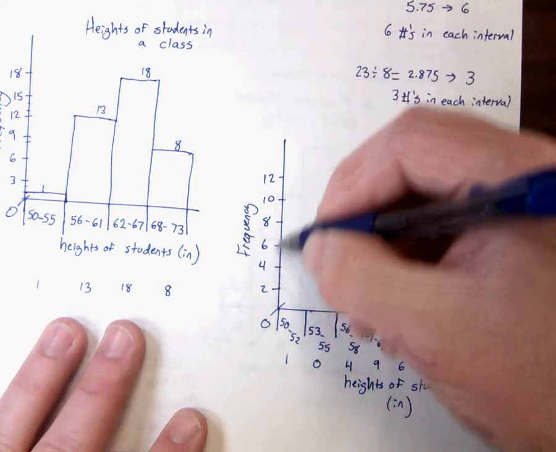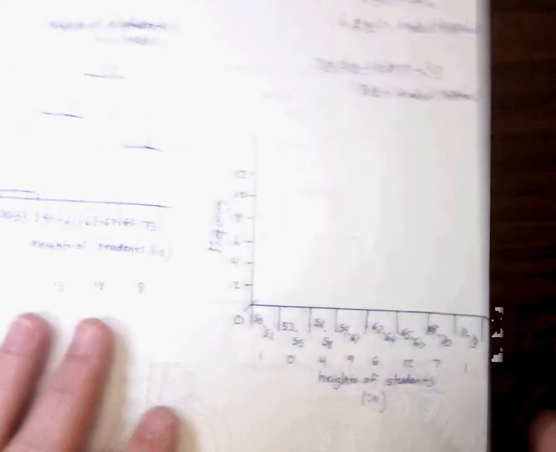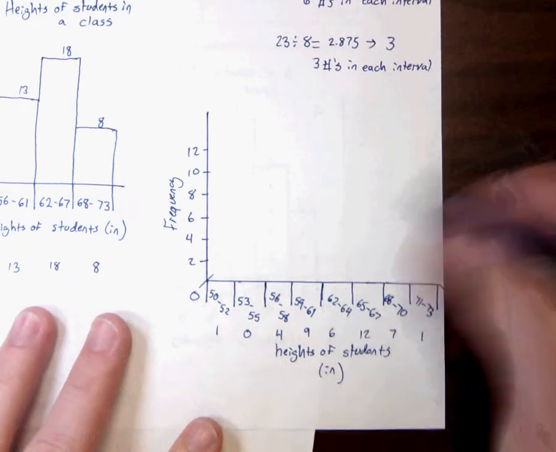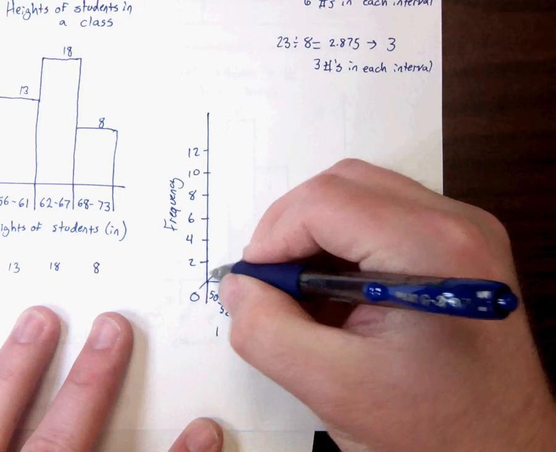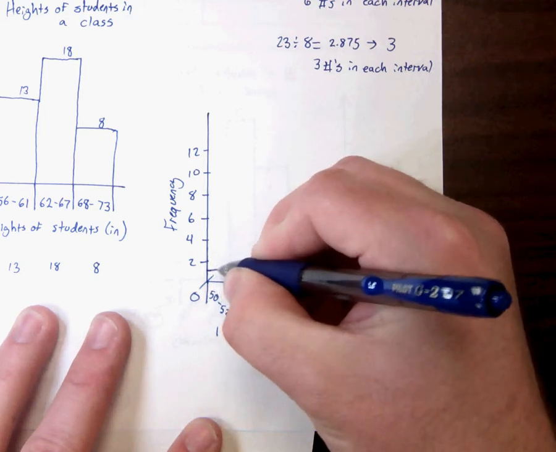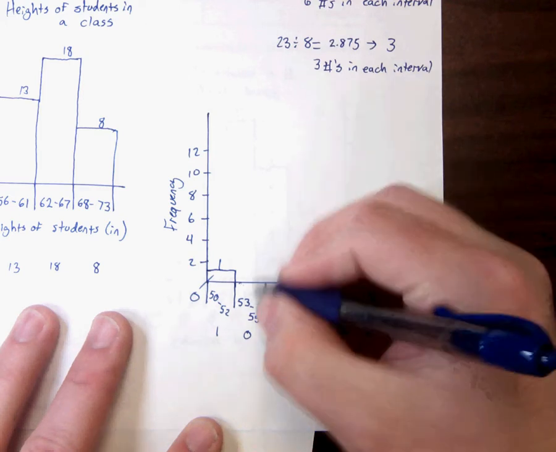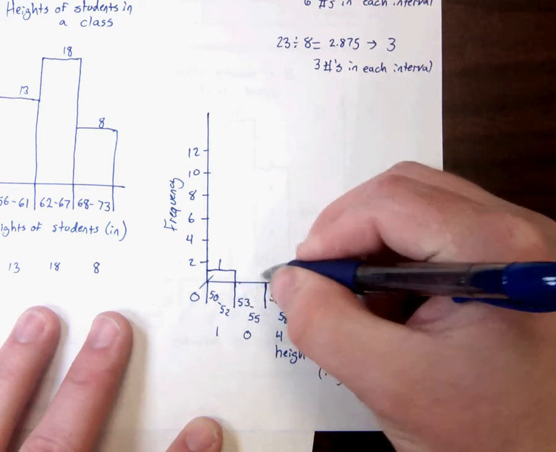All right, next. Since I already have my numbers, I can make my bars. So 1 would be halfway between 0 and 2. So right there is my 1 kid. Next, 0 kids. No bar. So this is the only time you're going to have a bar that doesn't touch. How many kids were 56 to 58 inches tall? Well, 4 if you count them up in the chart. So go up to 4.